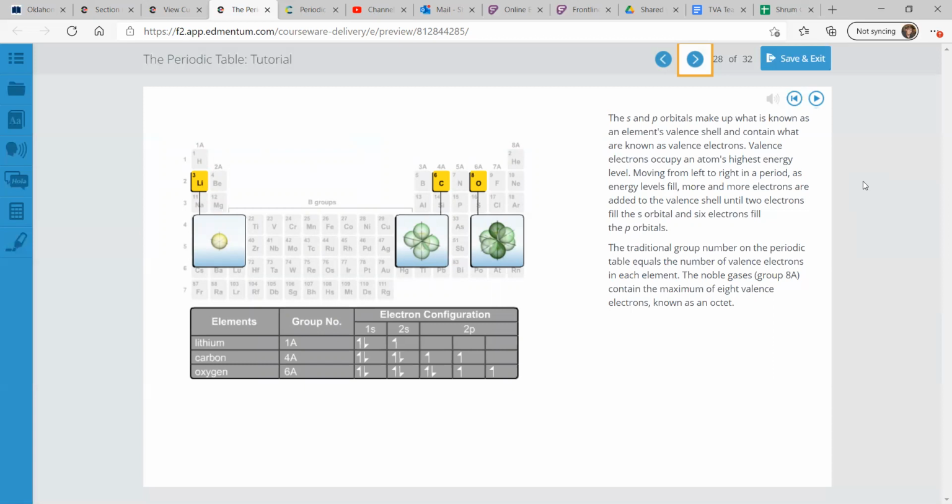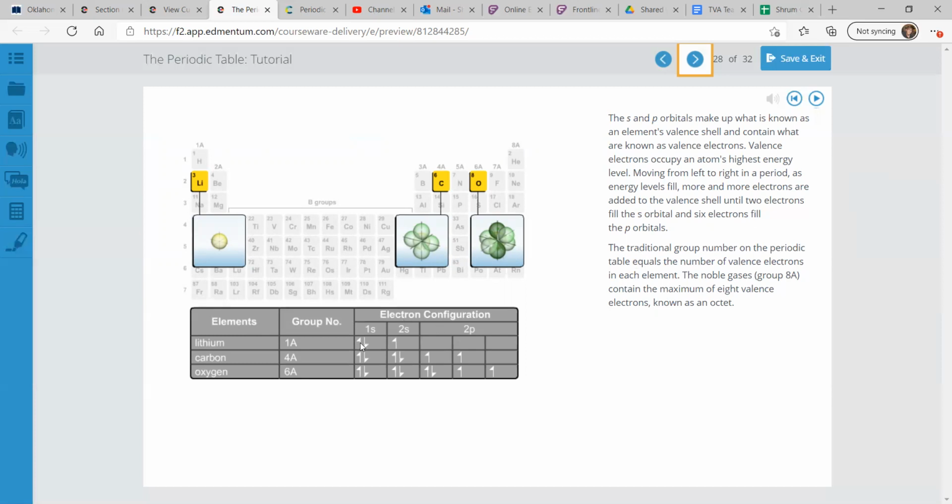The traditional group number on the periodic table equals the number of valence electrons in each element. The noble gases, group 8A, contain the maximum of 8 valence electrons, known as an octet.